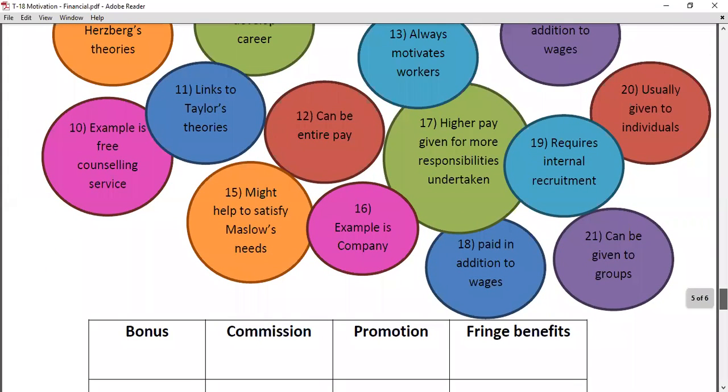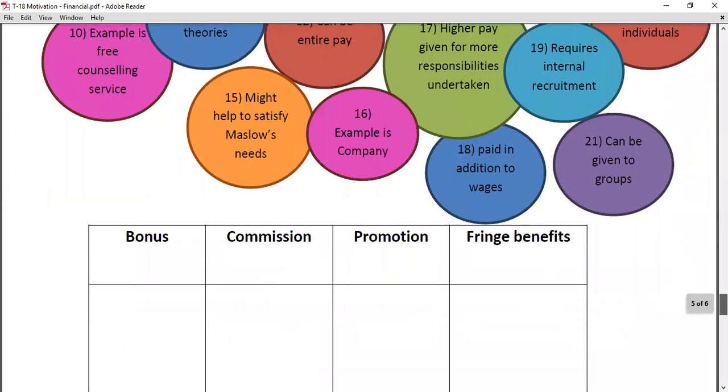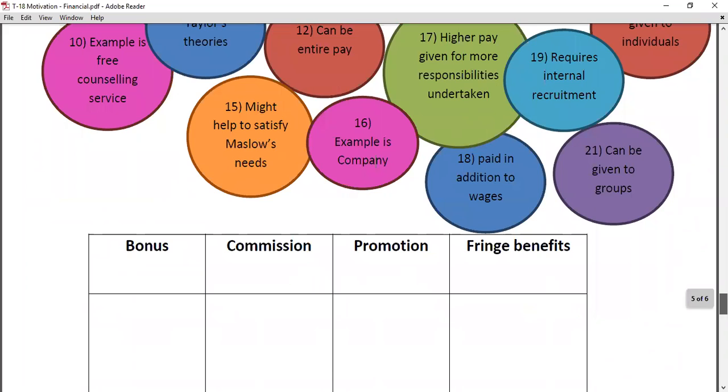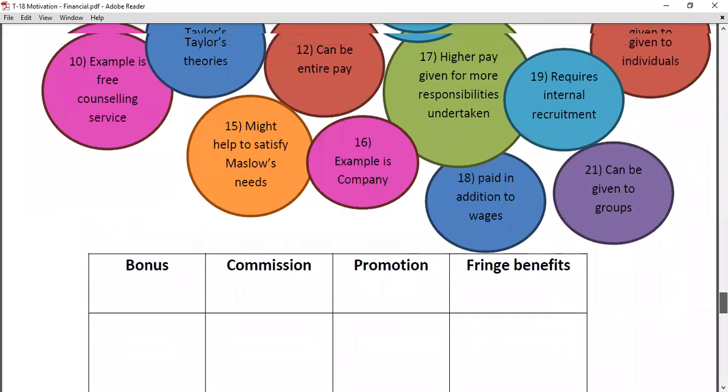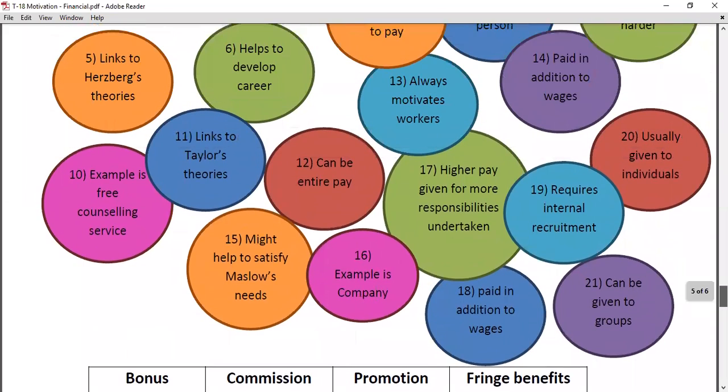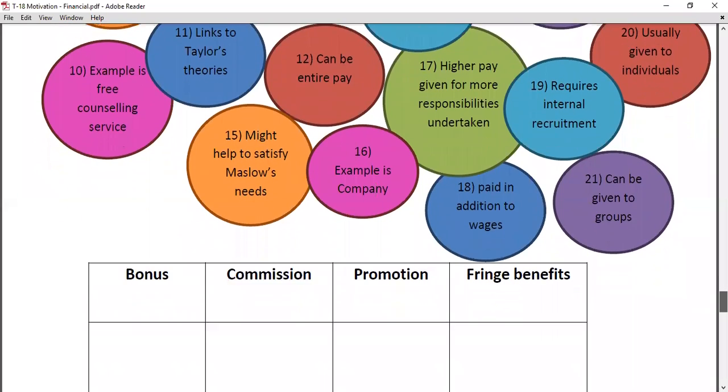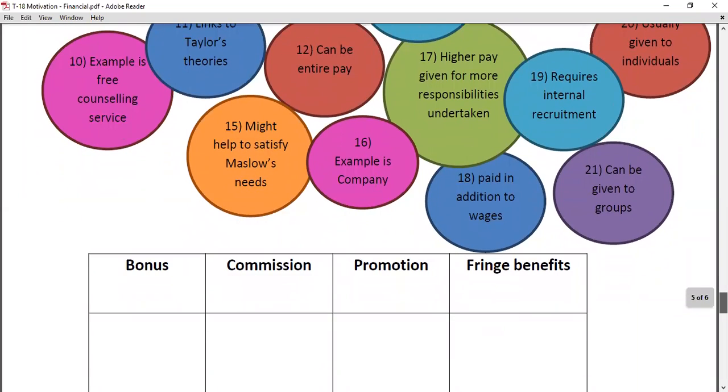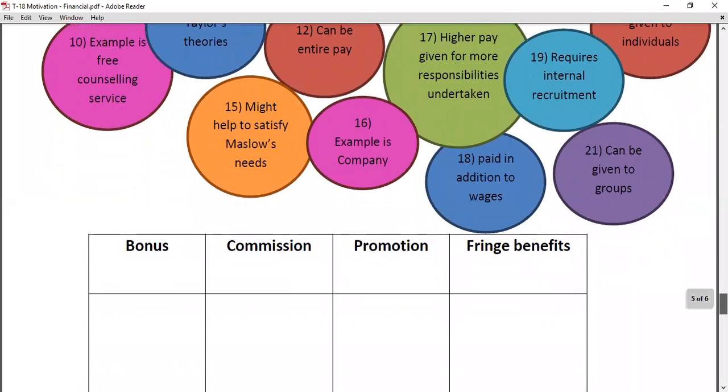And also the 16th one, an example is a company car. What is that? Fringe benefit. Okay, 17, higher pay given for more responsibilities undertaken. What's that? Promotion. 18th one, paid in addition to wages. That's again bonus. 19, requires internal recruitment sometimes.